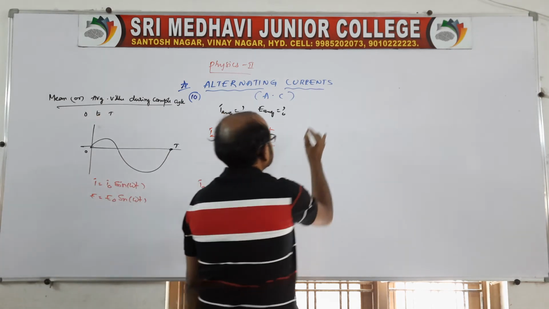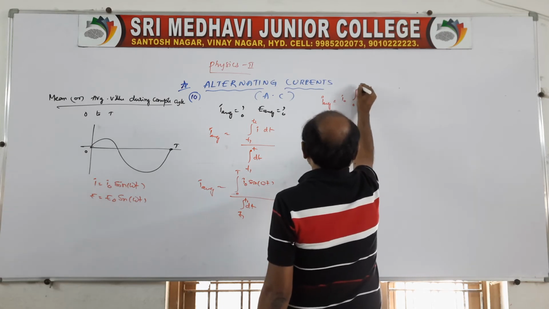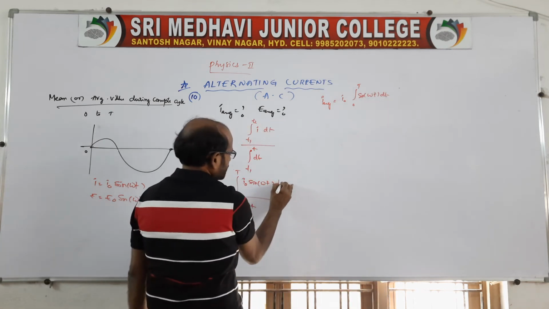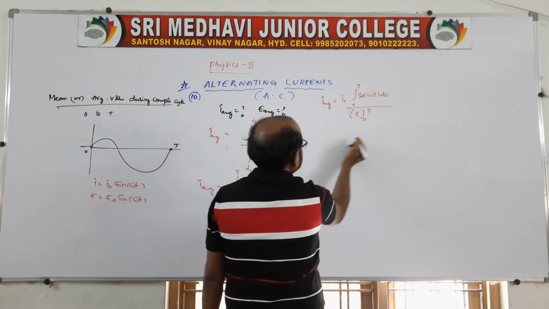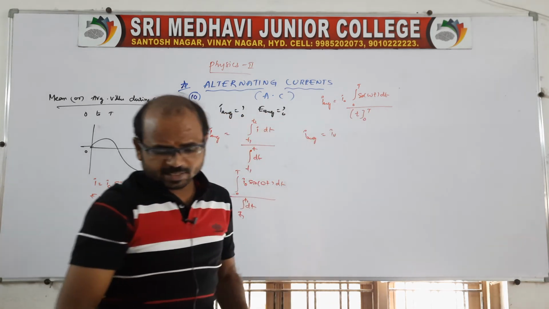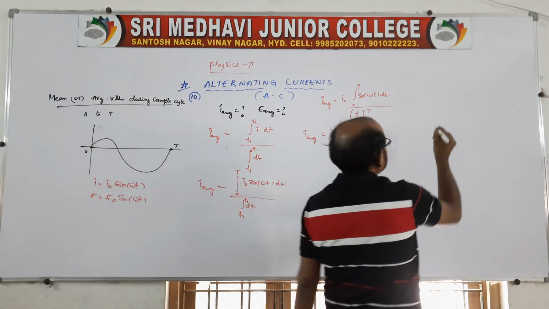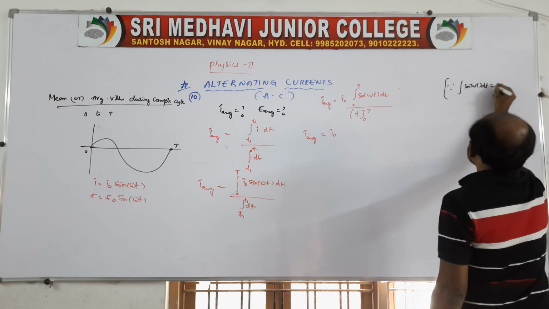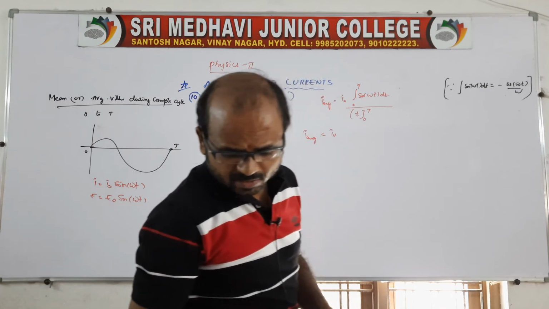So the average value I average is equal to the integral of I naught, you take it common, from 0 to capital T of sin omega t into dt, because here dt is there. The denominator, integral dt, is nothing but T, the value from 0 to capital T. So I average is equal to I naught by T times the integral of sin omega t dt. It is very, very important, everyone remember: the integral of sin omega t into dt is represented as minus cos omega t by omega. This is the integration formula.